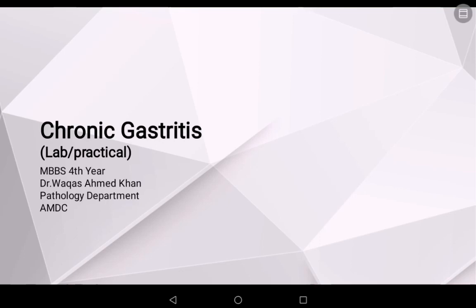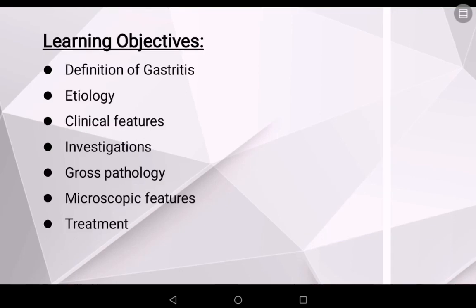Today we will be studying a very important and common pathology related to the gastrointestinal tract, which is chronic gastritis. So let's start our lecture with the learning objectives. At the end of the practical, you will be able to tell the definition of gastritis, the causes or etiology of gastritis, clinical features, investigations required to diagnose chronic gastritis, and the most important, morphology, in which we will study the gross pathology and the microscopic features, and in the end a brief overview of the treatment. So without further delay, let's start our topic.